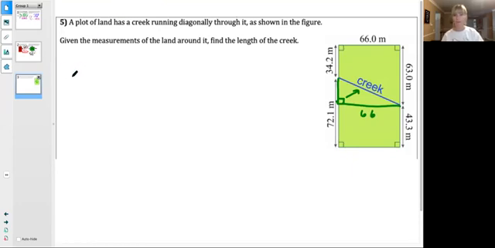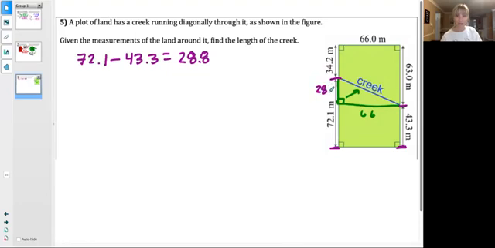So how do I go about figuring out that leg? Well, I can just do some basic subtraction here. Look at this piece here, from there to there. That tells me it's 72.1. So I'm going to do 72.1 minus, look at this piece over here. If I take that 72.1 and I subtract out this distance on the land, that will give me this leftover distance over here. So I'm going to do 72.1 minus 43.3, and that gives me 28.8, which is my missing leg measurement. Now I found a right triangle, I found the legs of that right triangle, and I'm ready to calculate the hypotenuse, or the length of the creek.